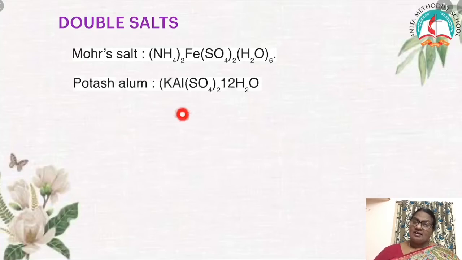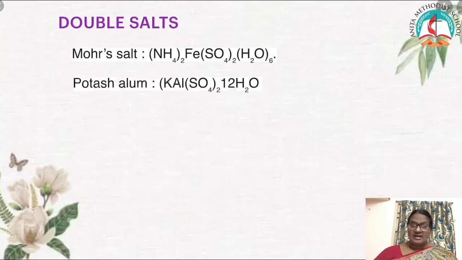sulfate and ferrous sulfate. But when I dissolve them in water, they don't stay together. I get ammonium ion, ferrous ion and sulfate ion. So, though it's a single salt, when I dissolve it in water, I get three different ions. They just separate and go. Such a salt is called a double salt.